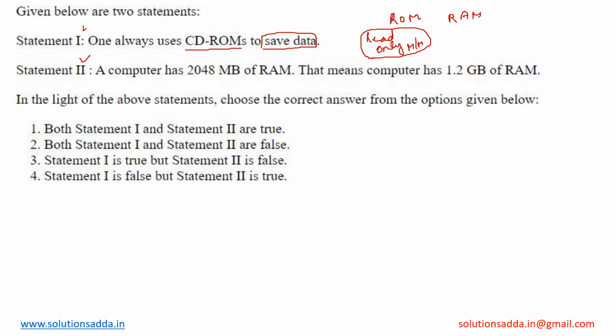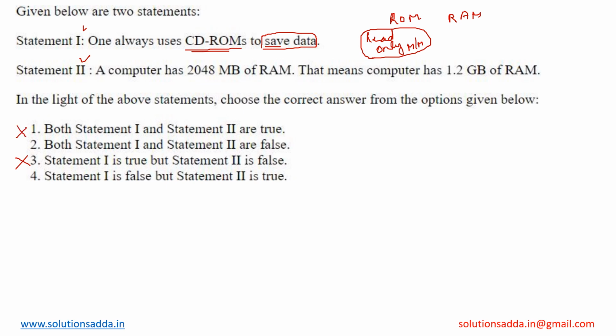So here what statement 1 says, CD-ROM to save data, is not correct, right? CD-ROM is something in which we cannot save the data. So statement 1 is false. On the basis of that, we can eliminate the options in which statement 1 is true. In option number 3, statement 1 is true, so we can eliminate this. In option 1, statement 1 and statement 2 are true. We know that statement 1 is not true, so we can eliminate option 1 as well.